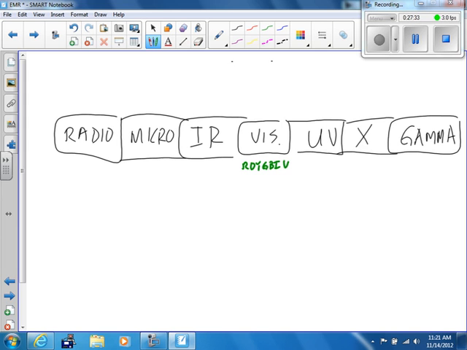Now, I've got some bad news for you, but I've also got some good news to follow that up, okay? Here's the bad news. Each one of these types of EMR, all seven of these types of EMR, has a frequency range, a wavelength range, and an energy range. So there are, theoretically, 21 different ranges of numbers that we need to know here.